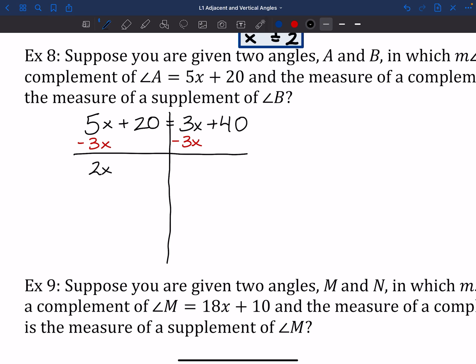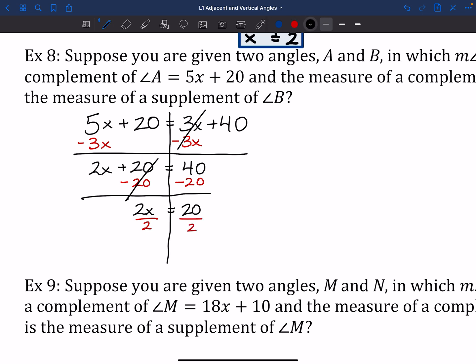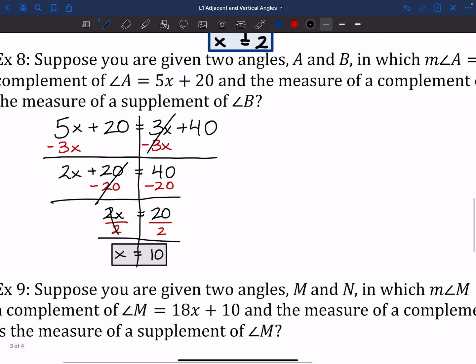All right, so we're going to get that 2x plus 20 equals 40. I'm going to subtract that 20 to get it away from where the x's are. We're going to get that 2x equals 20. And then we'll cut them both in half. Divide by 2 on both sides, and x is equal to 10. Right. So we know what x equals. And from here, we know that x is 10.